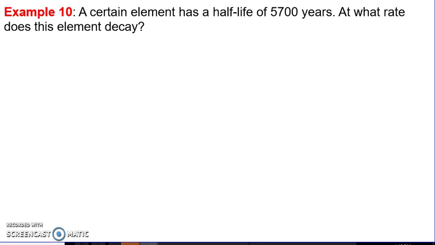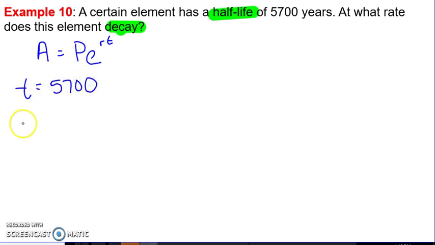Let's look at this one. A certain element has a half-life of 5,700 years. At what rate does this element decay? The key things here are the half-life and the word decay. So we're going to use the formula A equals P times e to the rt. The thing I'm missing is my rate. I know my time is 5,700 years, and I can identify what my A and my P value are.